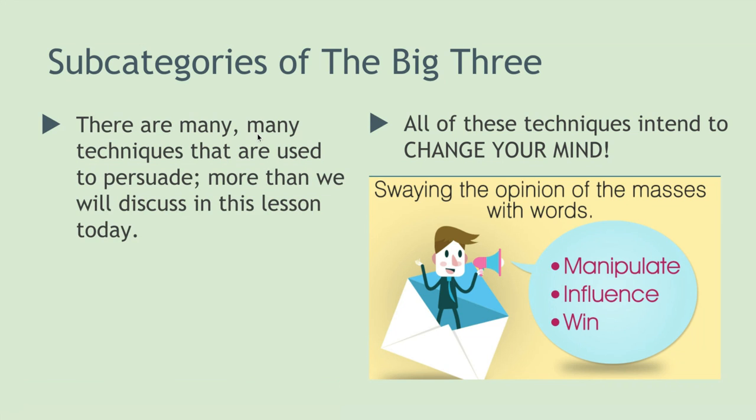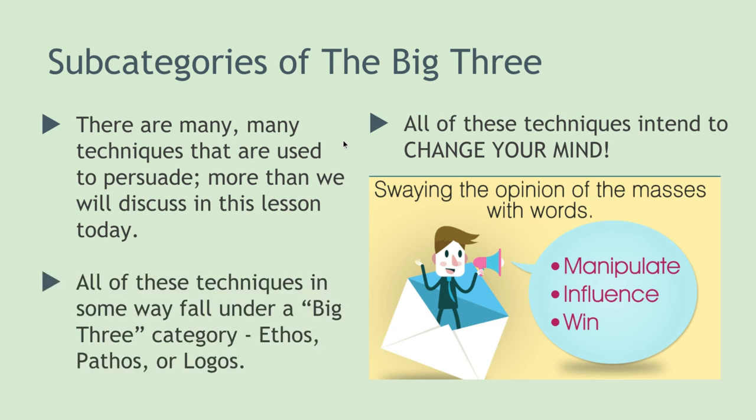So there are many, many techniques that are used to persuade, more than we're going to discuss in this lesson, but the ones that I've chosen are the ones that I think are probably the most relevant to everyday life, okay? All of these techniques should somehow fall under the big 3. And again, all of these techniques intend to change your mind. They want to manipulate you, they want to influence you, and they want to win you over. Win your money, win your vote, win your thoughts, win your support. They want to win.